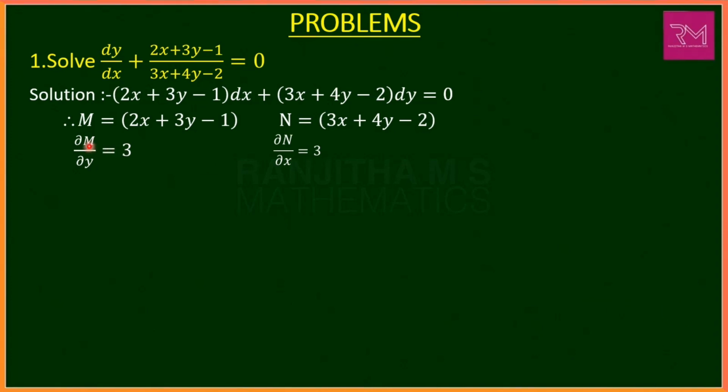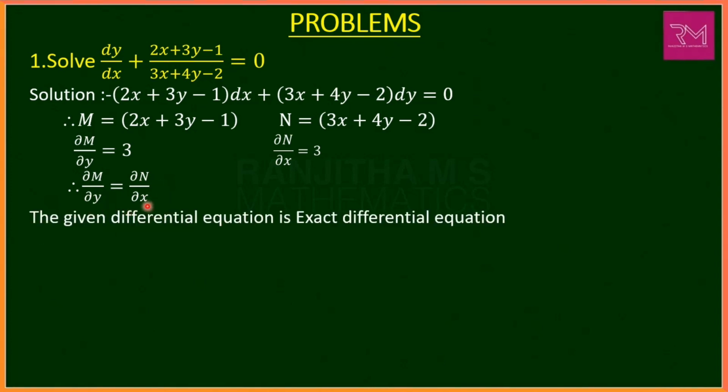Hence we conclude that del m by del y value is 3 and del n by del x value is also equal to 3. Hence we can conclude that del m by del y is equal to del n by del x. If this is the case, then the given differential equation is an exact differential equation. Here by the equation del m by del y equal to del n by del x, we can conclude that the given differential equation is an exact differential equation.